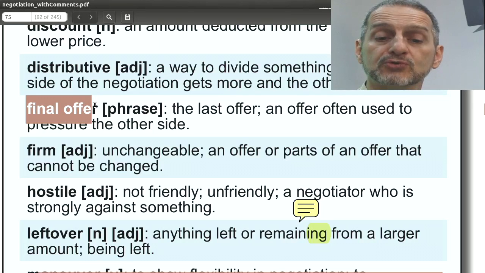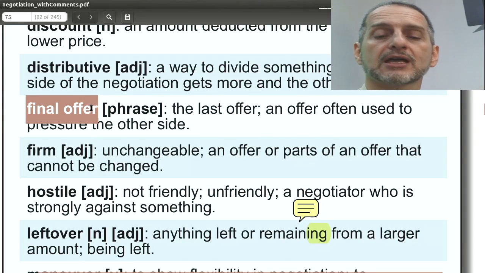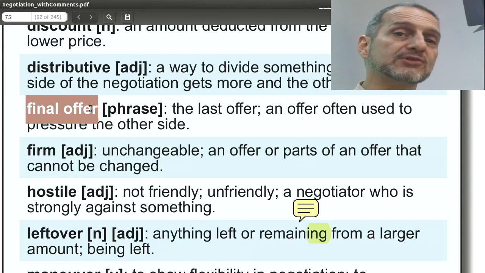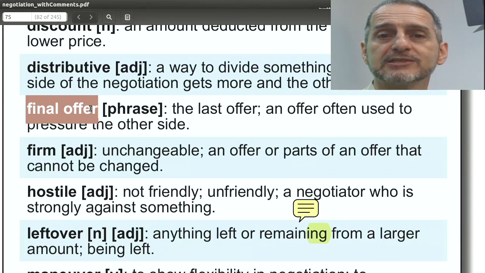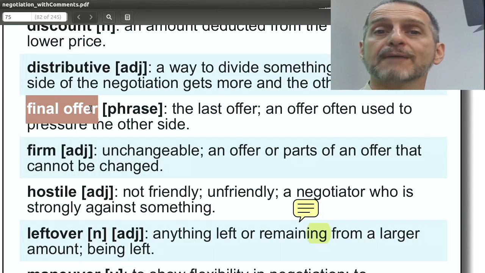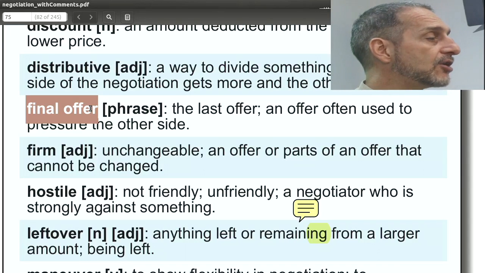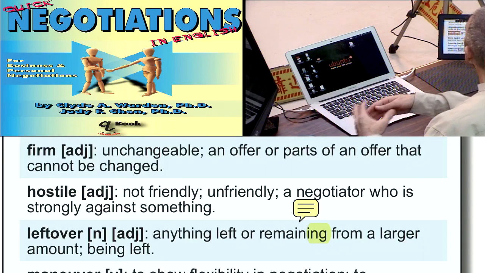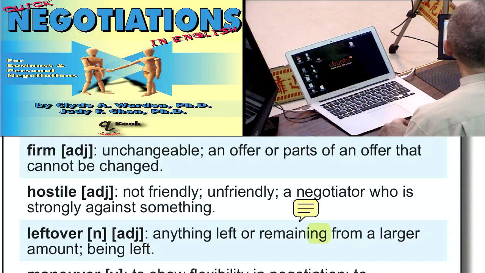Final offer. You do use this when you're speaking and you say, this is my final offer. This is our final offer. After this, no more offers. And this is a way to try to conclude or wrap up the negotiation. It's also a way to give the other side pressure in saying, we need to hurry up because I'm not going to give you any more offers.